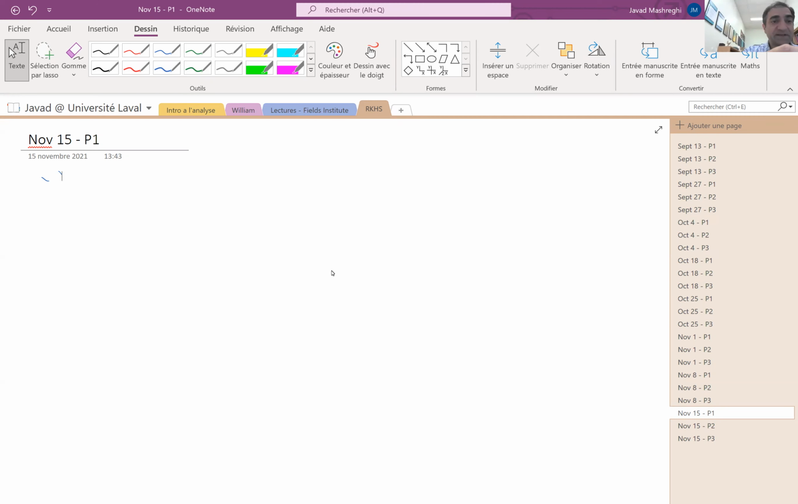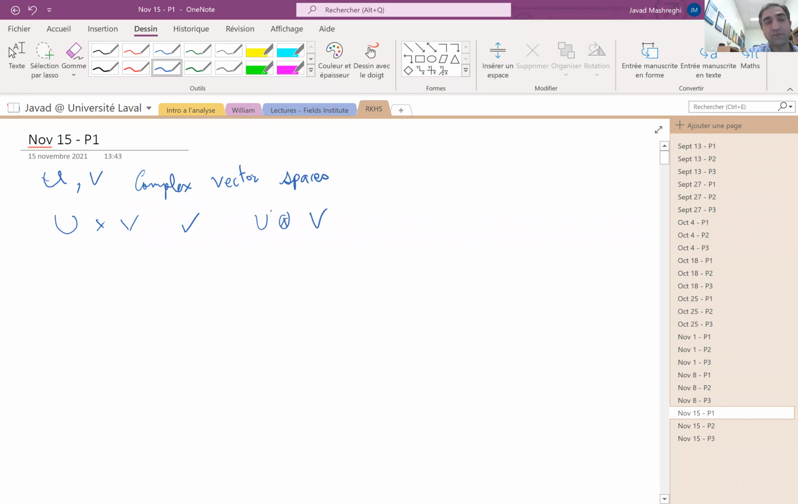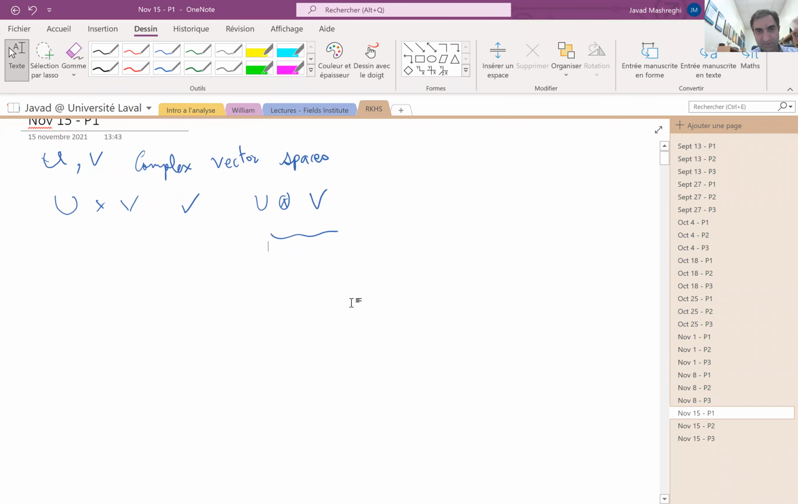So here is the setting. We have two inner products, let me denote them by U and V, two complex vector spaces. Inner products come later. Complex vector spaces. We all know what is U Cartesian product V, this is okay. And what we want to study today is U tensor product with V. And here is the construction. And just let me give a bit of motivation.